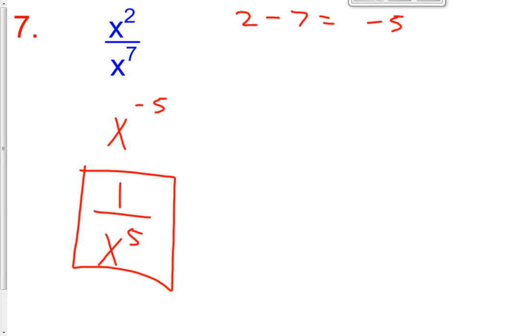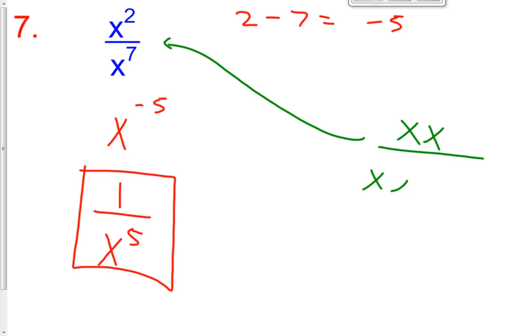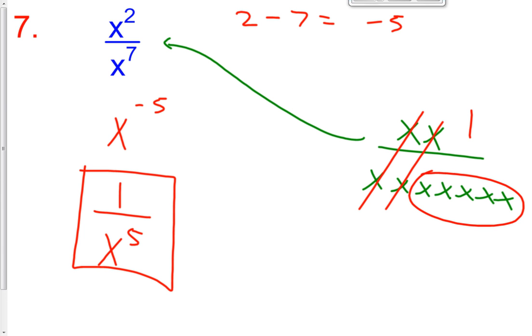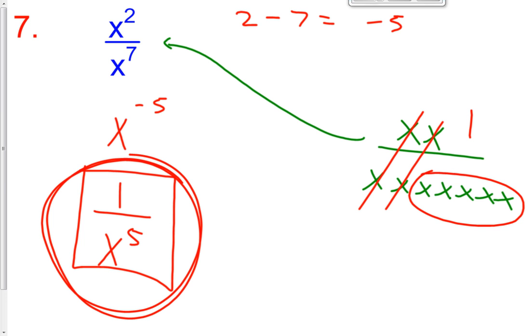Another way that you might want to look at this is there's 2 x's in the numerator. X times x is x squared. And there's 7 x's in the denominator. 1, 2, 3, 4, 5, 6, 7. Well, anything divided by itself is 1. So this cancels and this cancels. So now all we have left in the numerator is 1, and we have x to the 5th in the denominator. Hence the 1 over x to the 5th. That's another way that you could think about this.